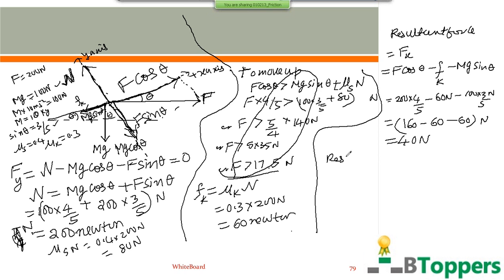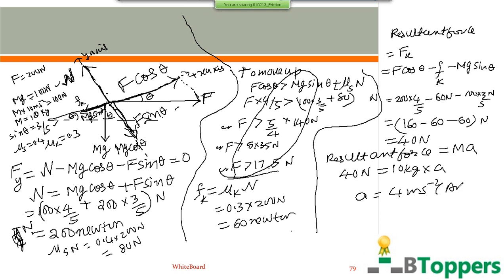From Newton's second law, the magnitude of the resultant of all the external forces acting on the block will be equal to the product of its mass and acceleration. So here the magnitude of the resultant force on the block is 40 newtons, the mass of the block is 10 kg. Therefore the magnitude of the acceleration of the block, you get 4 meters per second squared. So the answer is 4 meters per second squared.